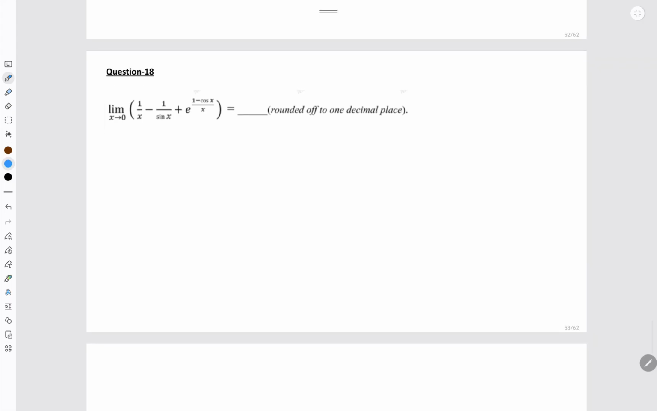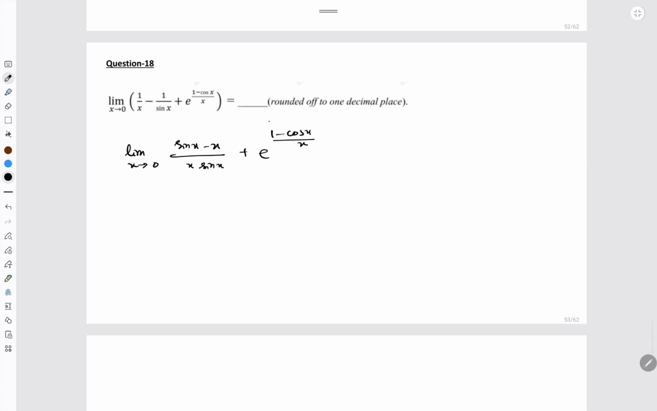Question number 18 is a simple question. We can actually calculate it. So limit x tends to 0, x sin x minus x plus e^(1 minus cos x by x). I have seen this kind of expression while studying limits. This limit will exist separately, so I can split this quantity and this quantity right now, because these are two different things.